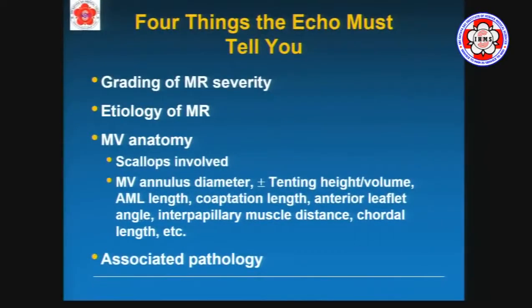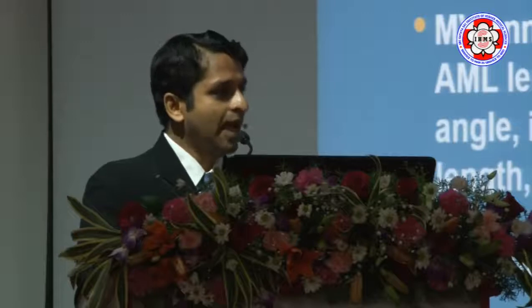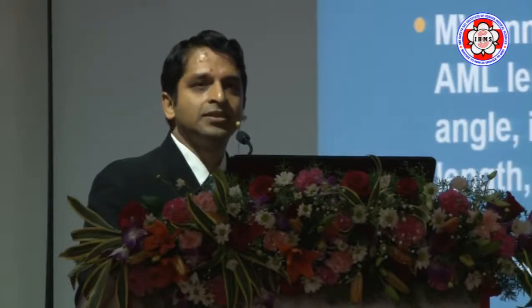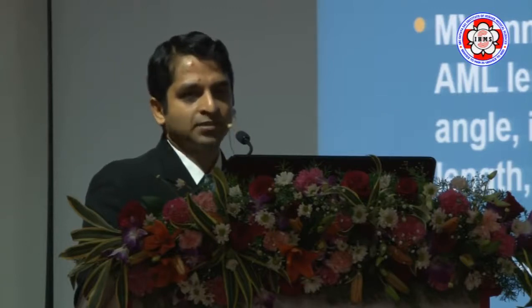So the packages have become very sophisticated, but even if you don't have 3D, the 2D information by itself is quite useful. So the 4 things you need to know when you're doing an echo for mitral regurgitation is, 1 is how bad is the MR? That makes sense. I think that's a no-brainer. Number 2, what's the etiology of the MR? And number 3, what's the mitral valve anatomy?